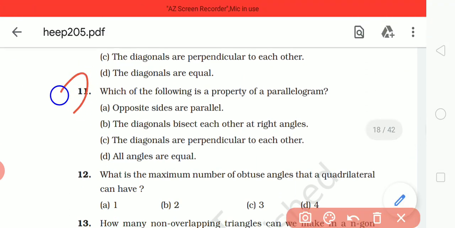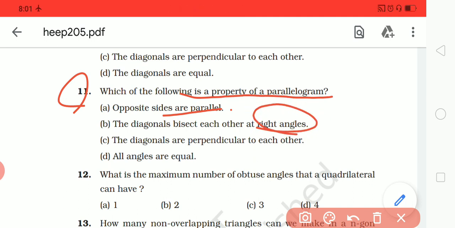Now come to question number 11. Which of the following is a property of a parallelogram? Opposite sides are parallel. Yes. The diagonals bisect each other at right angle. No, not at right angle. The diagonals are perpendicular. No. All the angles are equal. No. So only A part is right.